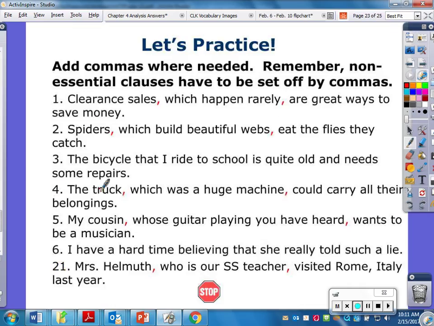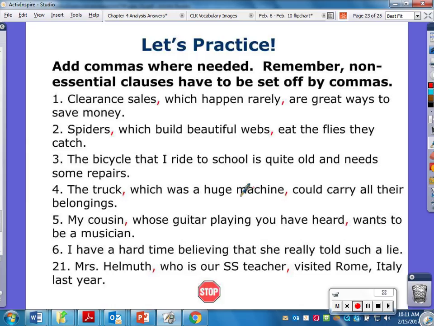Starting with number 4, the truck, which was a huge machine, could carry all their belongings. We already know which truck. So this is extra information. This is a non-essential clause. Non-essential, so it needs commas. Number 5, my cousin, whose guitar playing you have heard, wants to be a musician. Which cousin? Oh, my cousin. So we already know which cousin it is. Therefore, non-essential. It needs commas around the clause.